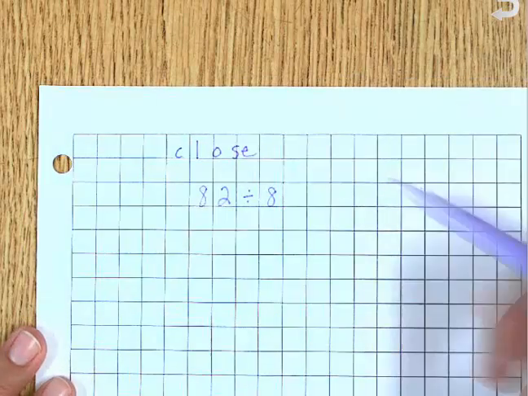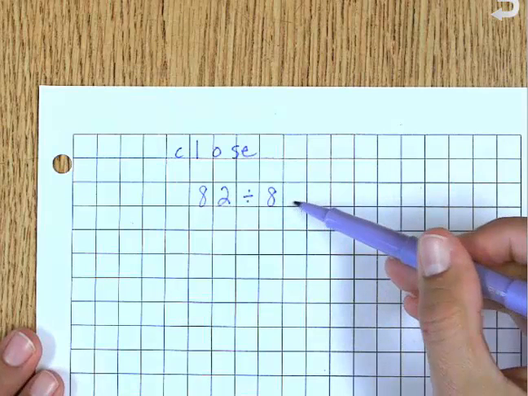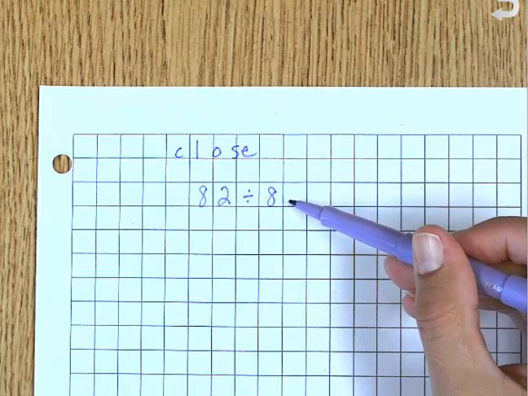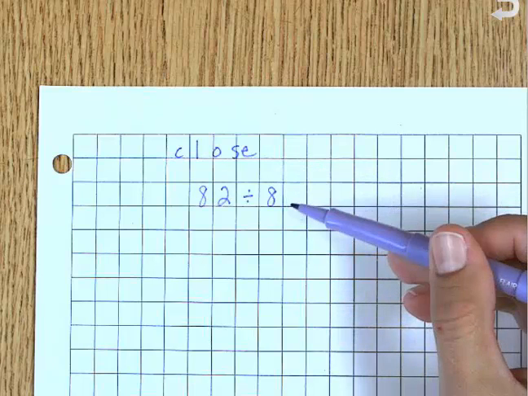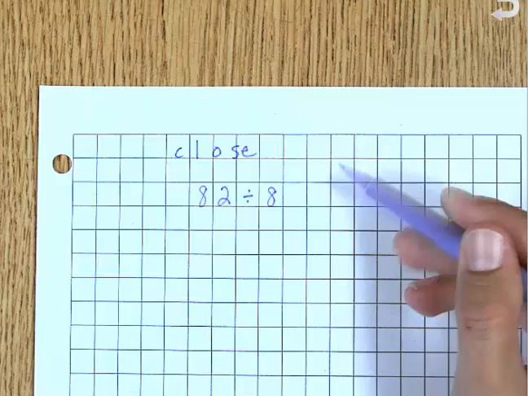The example we're going to look at is 82 divided by 8. The cool thing about compatible numbers is you can use it with any of the 4 operations, and as long as you're close, you are correct. So there's not really a right or wrong answer as long as you're close.